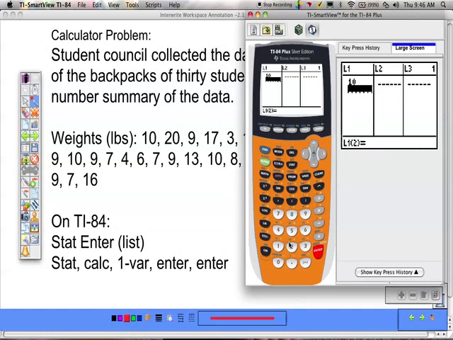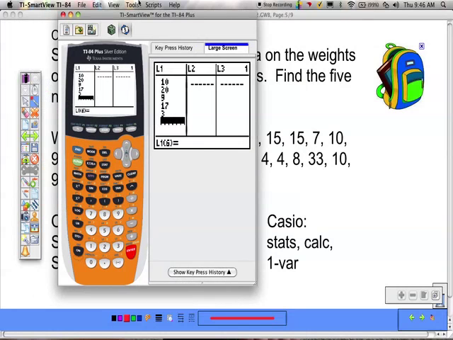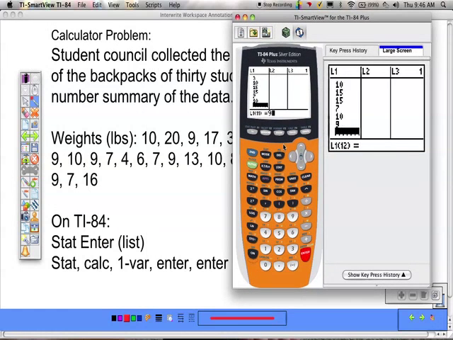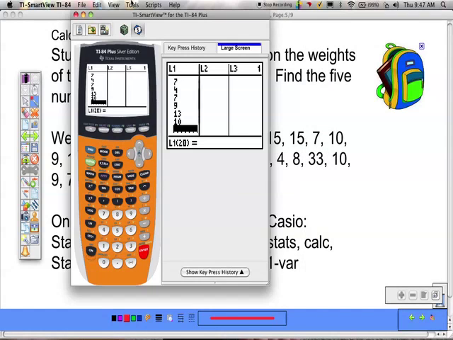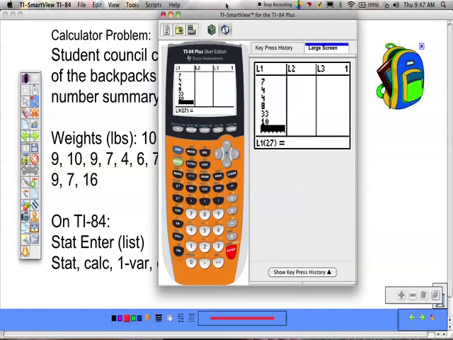20, 17, 3, 10, 15, 15, 7, 10, 15, 15, 7, 10, 9, 10, 9, 7, 4, 7, 9, 13, 10, 4, 4, 8, 33, 10, 9, 7, 16. So you should have 30 numbers entered in.